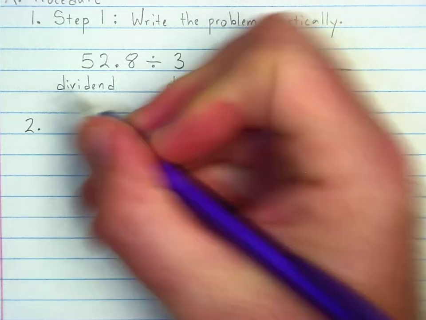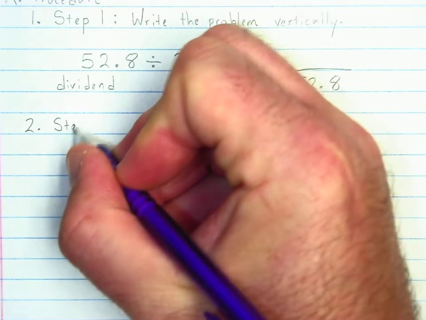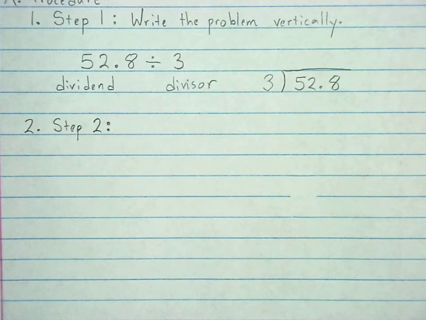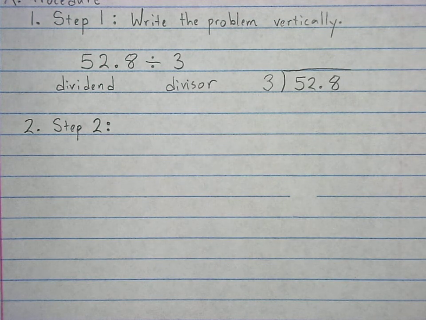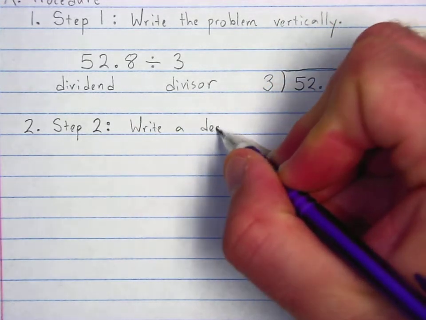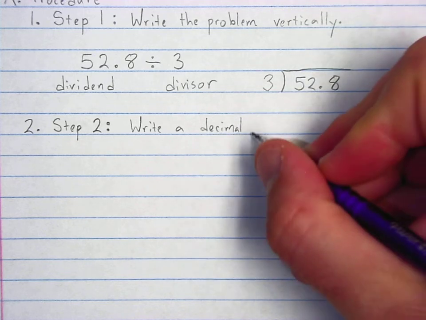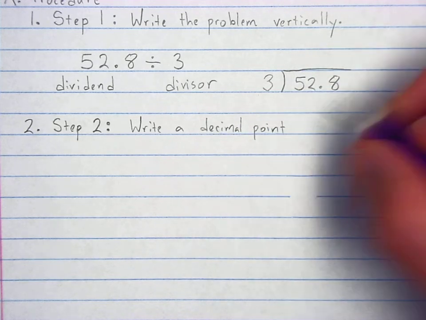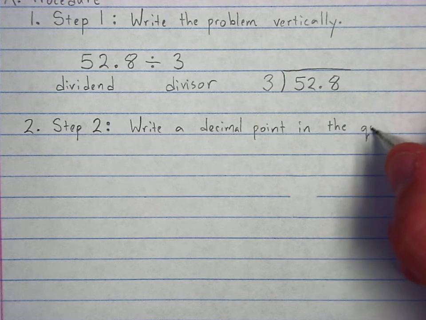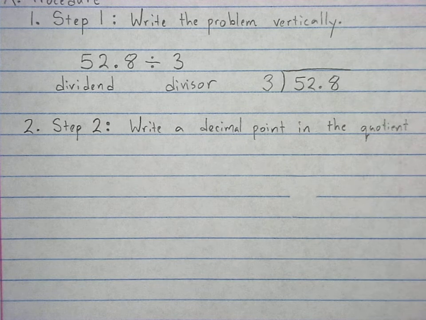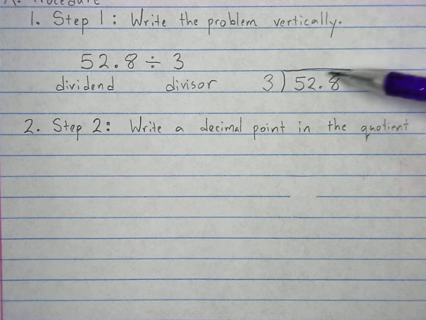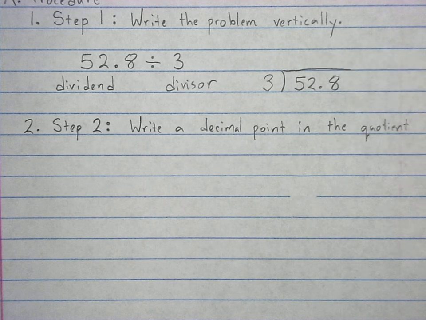For step 2, and this is another one of those times where I'll say, when you're eventually working on graph paper, it makes it a lot easier to do this step. You are going to write a decimal point in the quotient. Now, if you take a look up here, we already have one in the dividend, but the quotient is this area up top where the answer goes. This is where our answer will be.